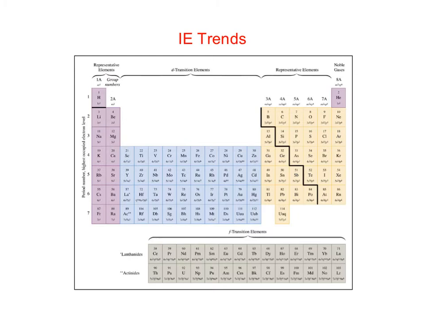All right, so the general trend in ionization energies as we go up and to the right in the periodic table, the ionization energy increases. From the last video, the atoms get smaller, and the ionization energy, the energy required to take an electron away from an atom, increases.